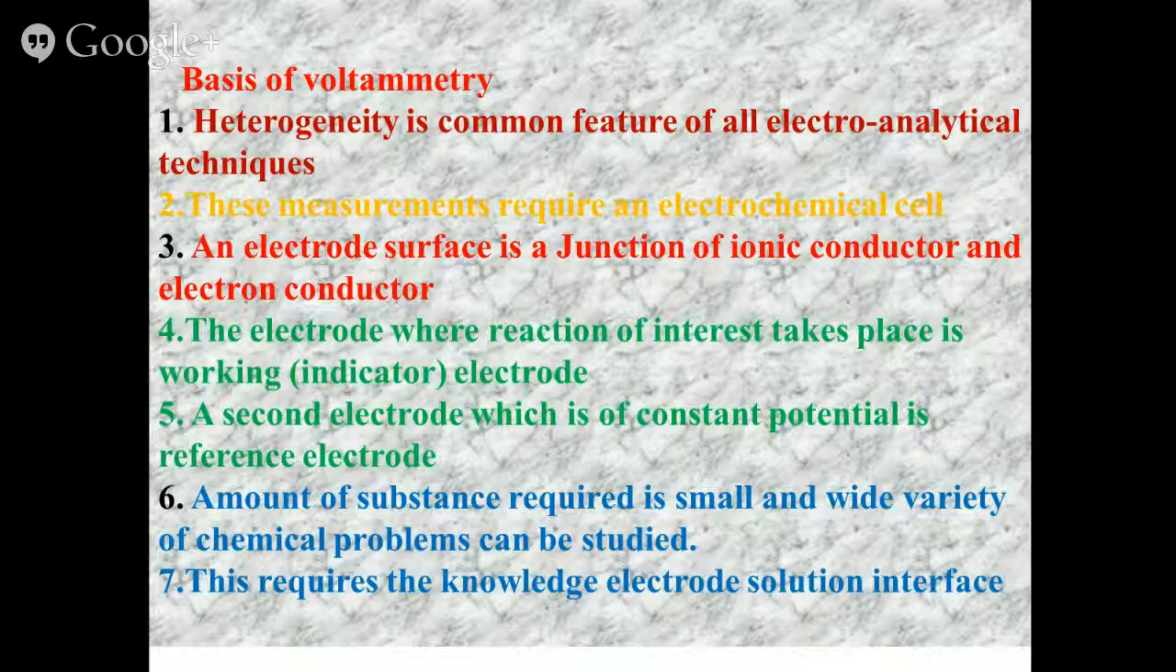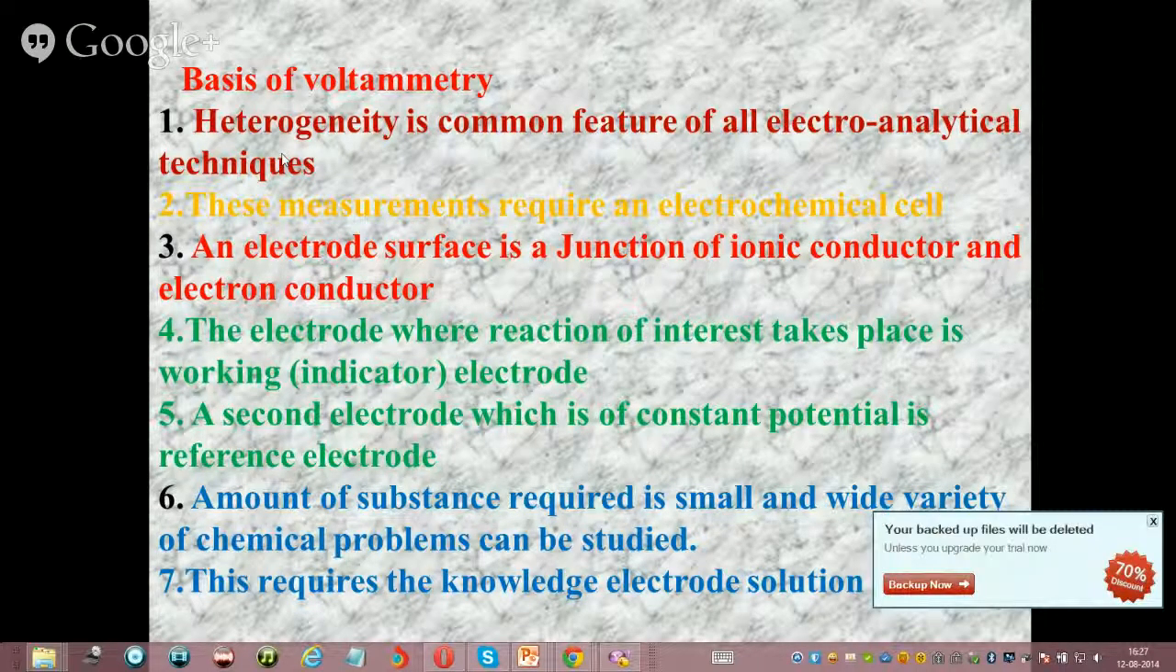Essentially what we are doing is looking at the electron transfer that is taking place between an ionic conductor and an electron conductor. The electron conductor is the electrode metal. The ion conductor is the solution where the ions are present.